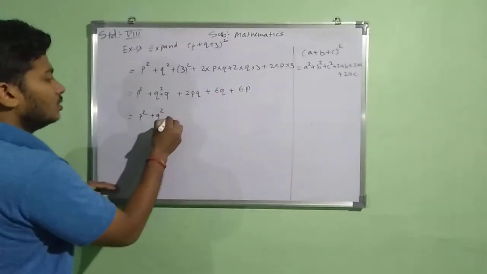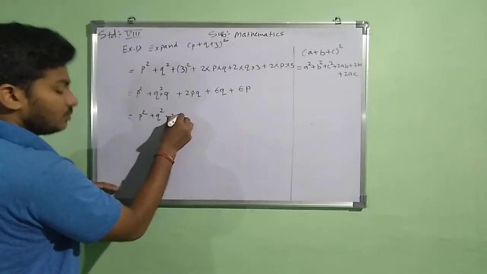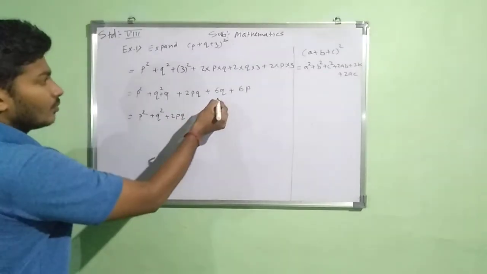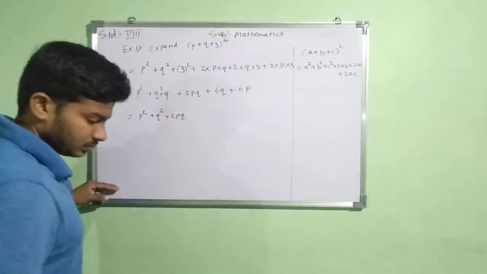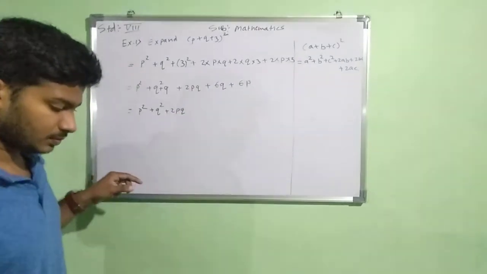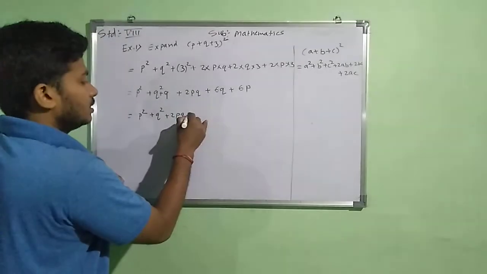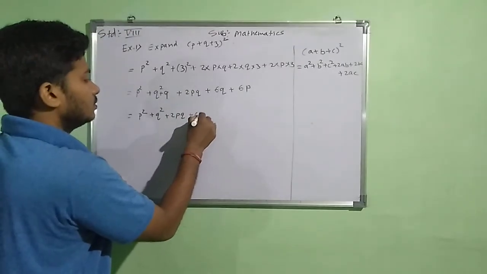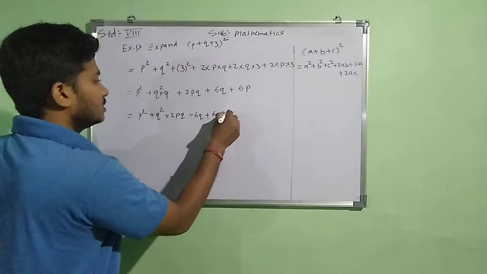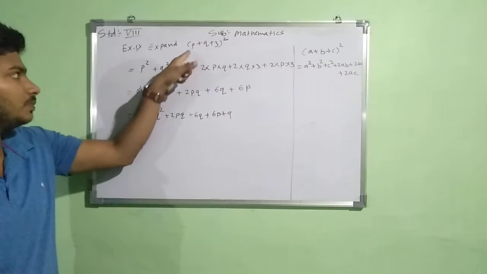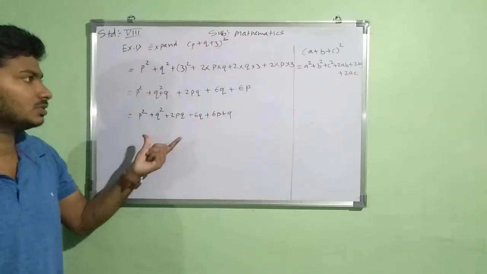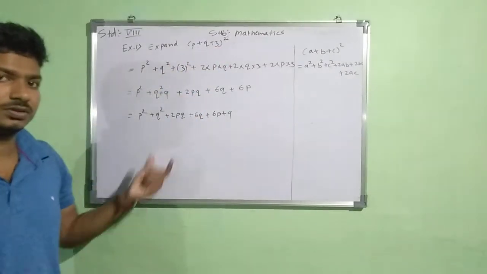Now 2pq, so after that 6q, 6p, plus the constant term will be at last. So that will be the expansion of that term (p + q + 3) whole square. So by using our formula, that is how we have to solve.